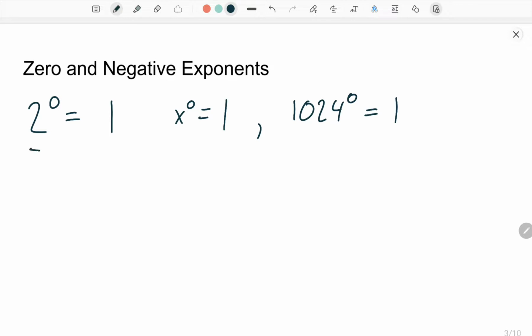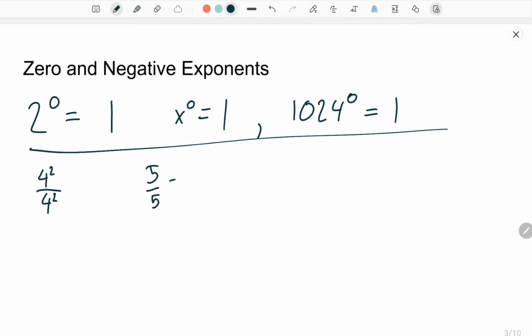And part of the reason for this is an exponent of 0 is like dividing a number by itself. So what I mean is, if you had something like 4 squared over 4 squared, we know a number divided by itself, whether it's 4 squared over 4 squared or like 5 divided by 5, that's always equal to 1 itself.